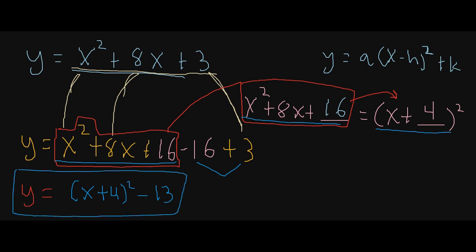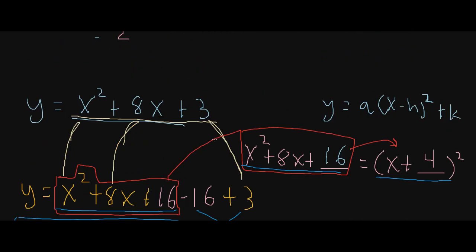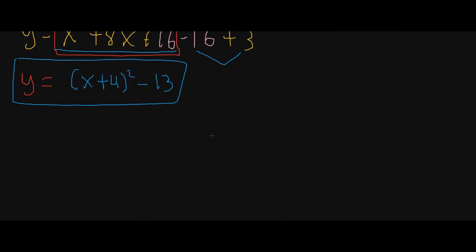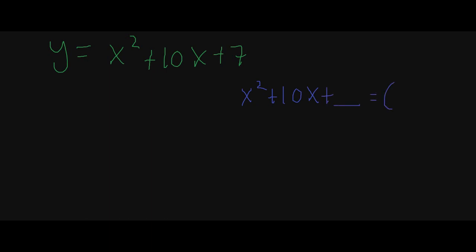So we just saw with one problem how to go from general to vertex form. So let's go ahead and do one more problem. Why not? Let's do y is equal to, let's say, x squared plus 10x plus 7. And we want to convert this to vertex form. So first thing we always do is, what number do we need to add on the outside to get a perfect square? So I'll do the same thing we did before. x squared plus 10x plus blank equals x.